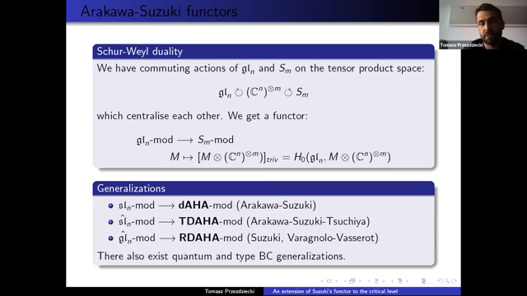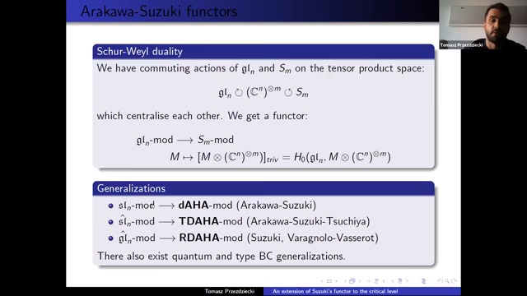And so we get a functor from the category of GL_N modules to the category of modules over the symmetric group. We take a GL_N module M, we tensor it with this bimodule, and then we take the trivial isotypic component. To express this in a slightly different language, this is the same thing as taking the space of GL_N coinvariants. And this has been generalized to many more sophisticated settings.